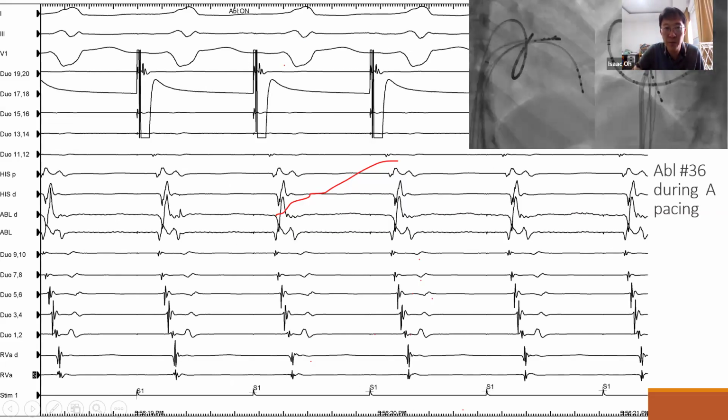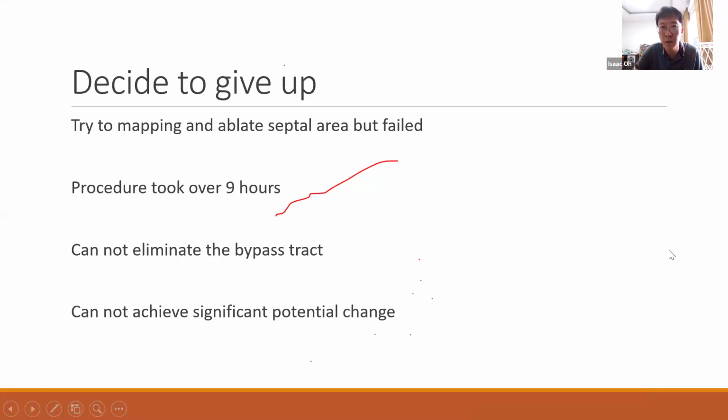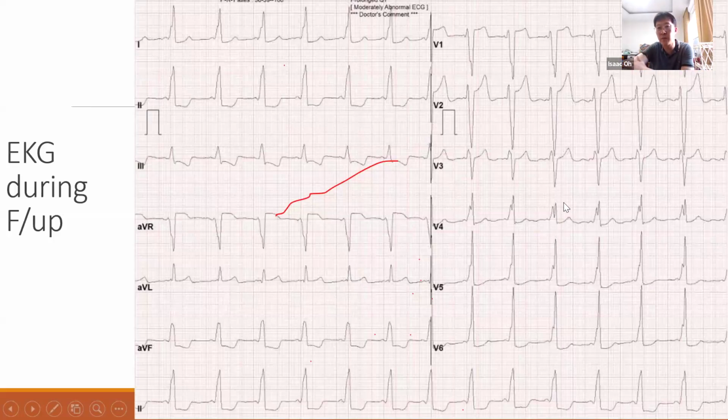And then we tried to find a good potential and mapped again and again, for more than 8 hours, and then tried ablation with very low power and very short duration first, but finally failed to see a sequence change of the potential. So I decided to give up, because I started around 10 a.m. and it was already 8 p.m. I was also exhausted, and our colleagues also could not find a potential. I could not eliminate the bypass track or achieve a significant potential change, so after finishing, the delta wave was still present.